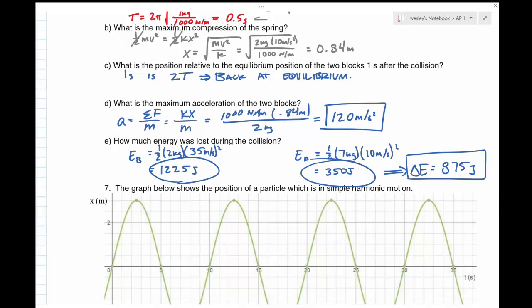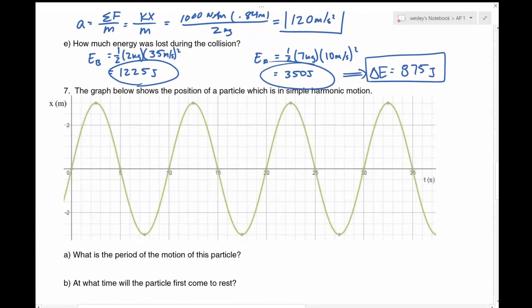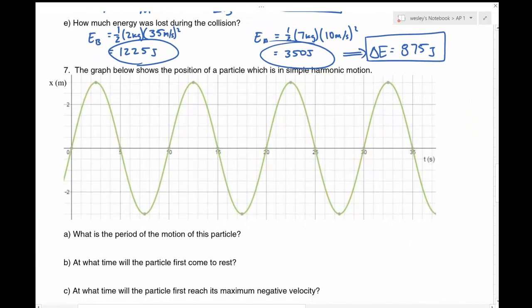All right, the graph below shows the position of a particle which is in simple harmonic motion. I don't know if it's a mass on a spring. I don't know if it is a pendulum swinging. I just know that we're in simple harmonic motion. So the period of motion of this particle, just based on the graph, we need one whole oscillation. One whole oscillation is 4 legs of our trip. Here we happen to start off at equilibrium, but we have to go through the entire range of our motion, not just half of it. So from the graph, one period of motion is 10 seconds.